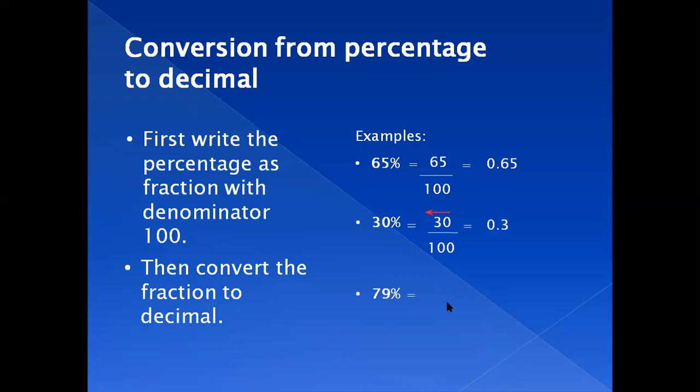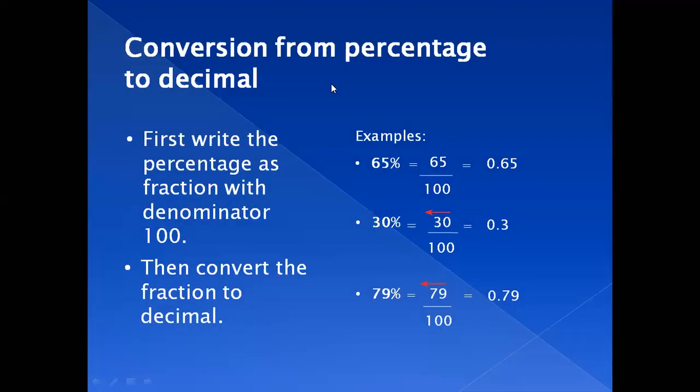Now the third example is 79%. First, we will write 79 and as a denominator we will write 100. All right. And then we will simply move the decimal point twice backward and so the answer is 0.79. I hope the concept is clear.